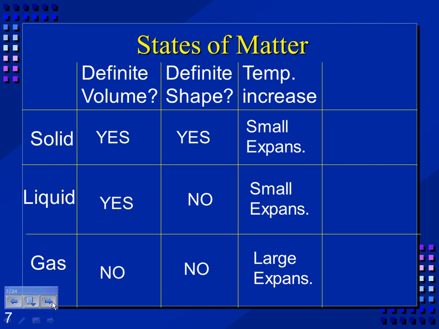So you have to look at where our temperature is, to be able to know how the gas is going to react. And that's because the gas does not have a definite shape or volume. So because of that, it allows it to have a large amount of expansion.